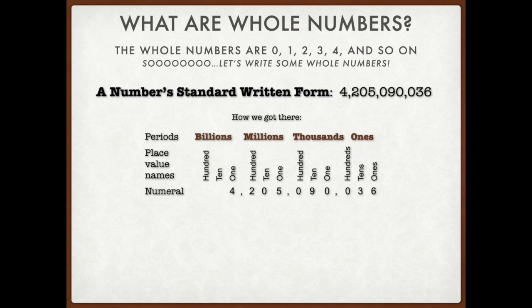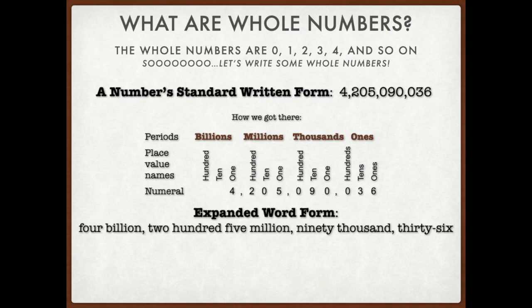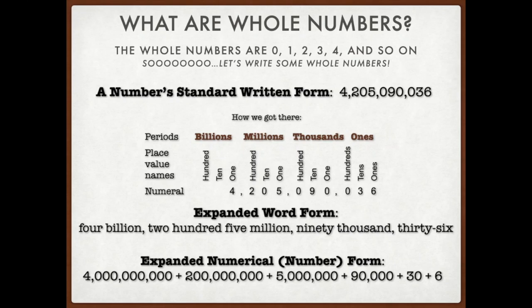Now, when we write a number or we're dealing with numbers, you need to be aware of a written form, a word form, and an expanded form. Now, the written form is using the actual number digits. Here we have an example. 4,205,090,036. And make sure you're aware of how we got there.